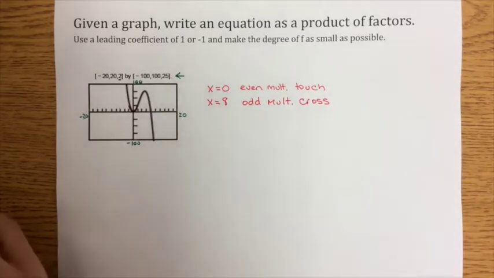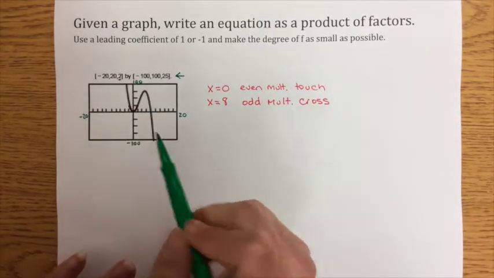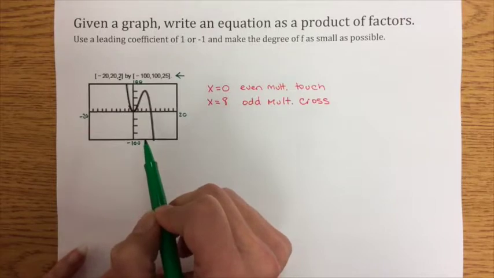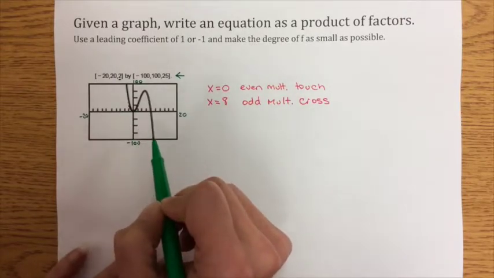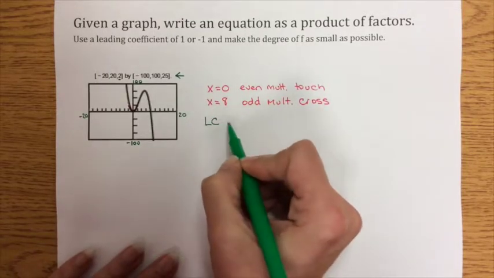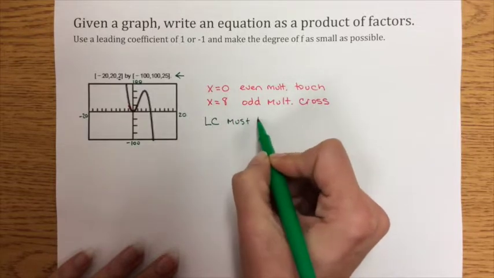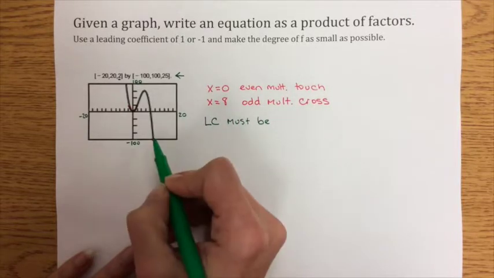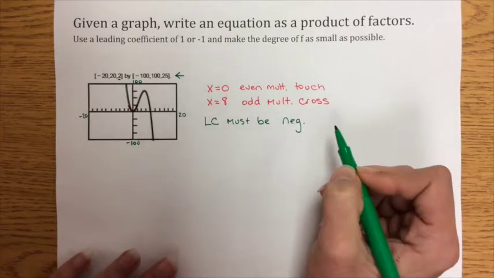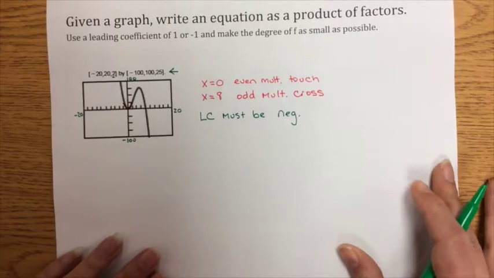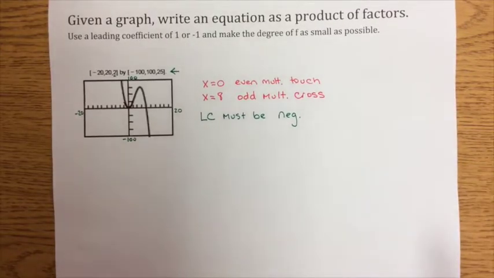Once we have that, we also want to look at end behavior. We can determine that the degree of this graph has to be odd because the left and the right side are different. And we can also determine that the leading coefficient must be negative because the right side falls. So anytime the right side falls, the leading coefficient must be negative. Now we have all the information we need and we can go ahead and write our function.